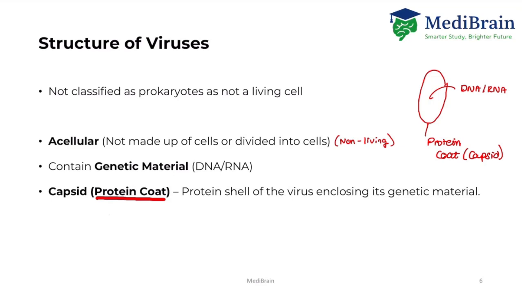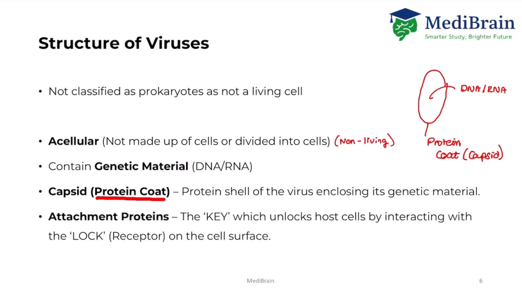And then finally, you've got attachment proteins. There are specific attachment proteins which are present on viruses. They normally stick out like so, but just all around the virus particle. And why is this? Well, they act as the key to unlock host cells by interacting with the lock on the cell surface.